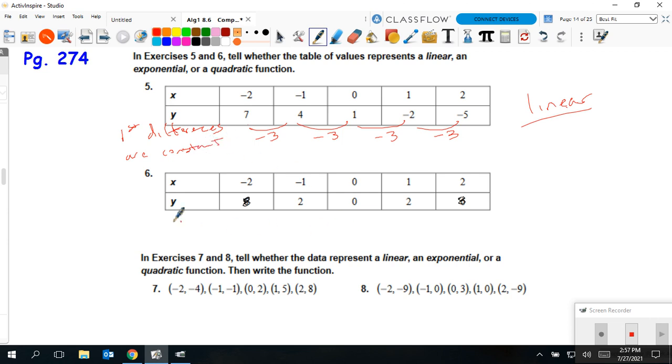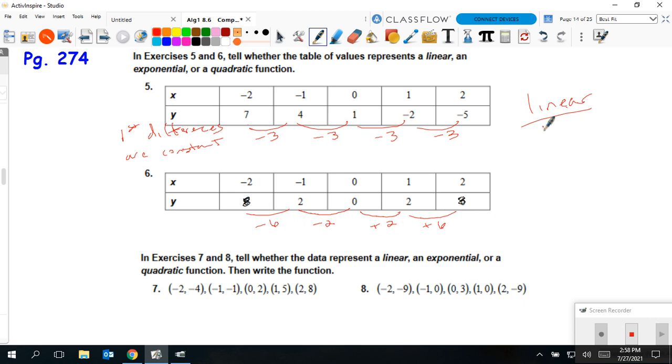And then if we do number 6, this one's going down by 6. This one's then going down by 2. This one's then going up by 2. And then this one's going to be going up by 6 again. And so we can see that does not have the first differences being constant.